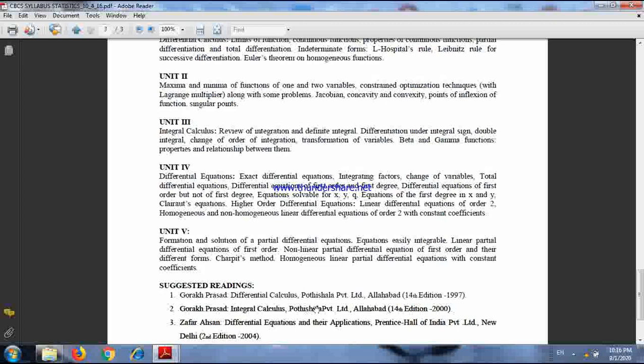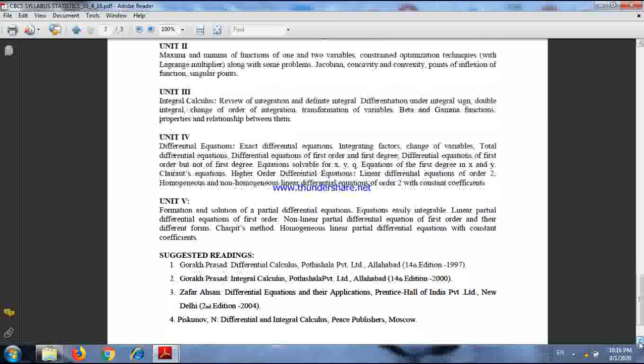Gaurav Prasad, Differential Calculus, and Gaurav Prasad, Integral Calculus. These books are not locally available, but one more book is there. There is Das and Mukherjee's book, Differential Calculus and Integral Calculus. You can go through this book.